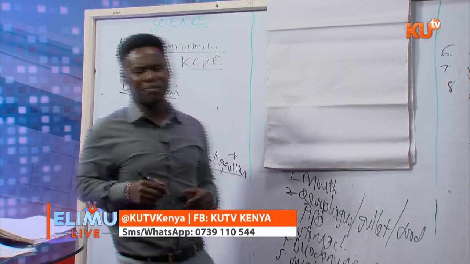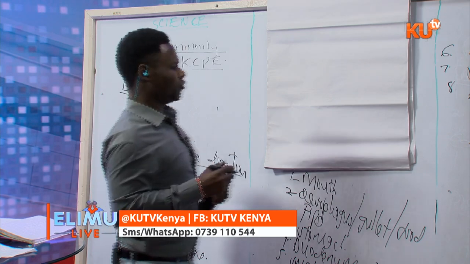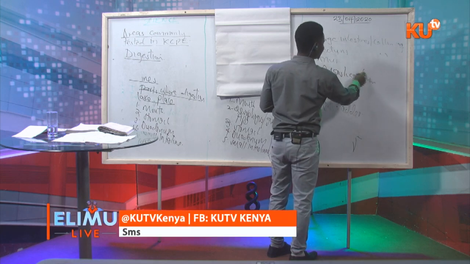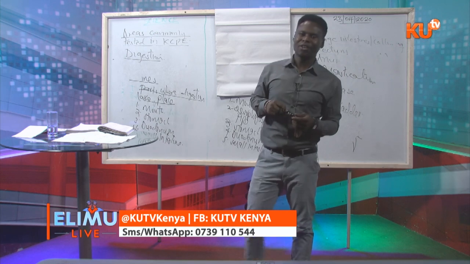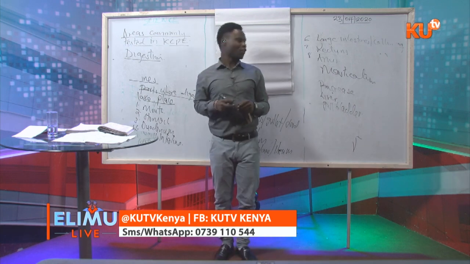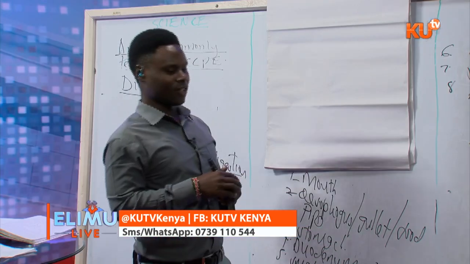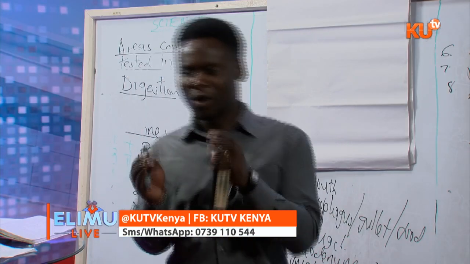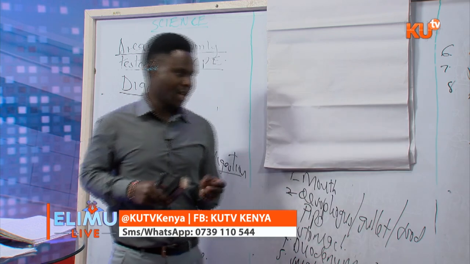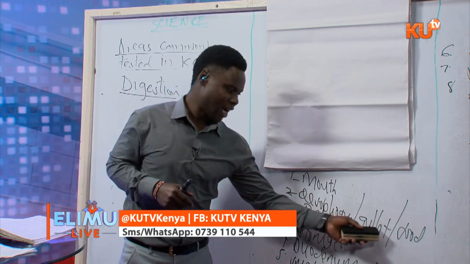Remember, in the mouth, we have several things that happen, and one of them is mastication. When you're talking of mastication, you're simply referring to the mechanical breakdown of food by use of teeth. That one occurs in the mouth. Then, by help of saliva, food is rolled into a bolus, a ball-like structure, which is then pushed through the oesophagus by help of the tongue. So from the mouth, food goes into the oesophagus, gullet, or food pipe.